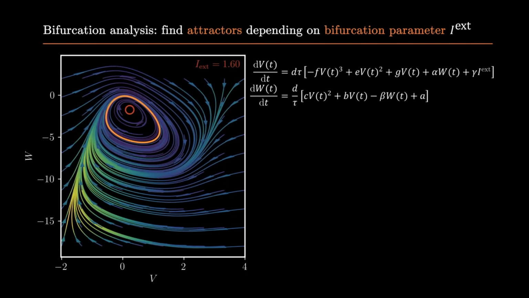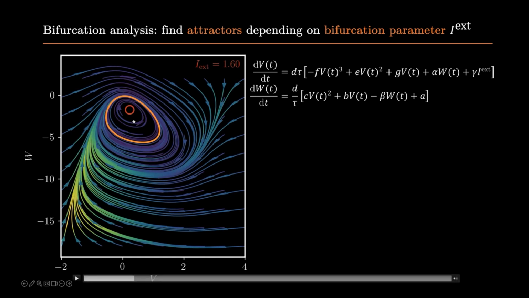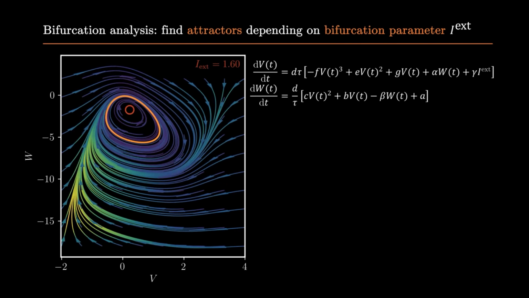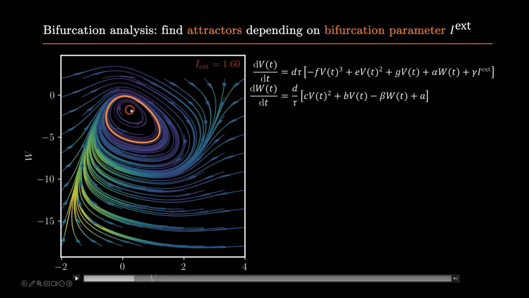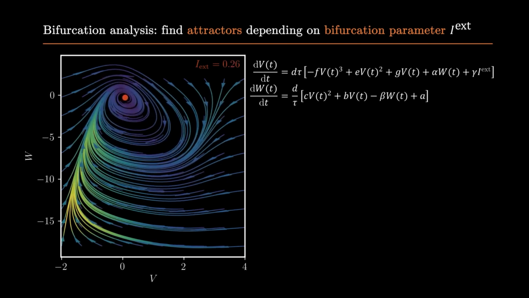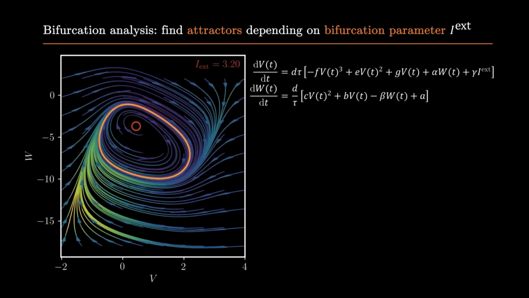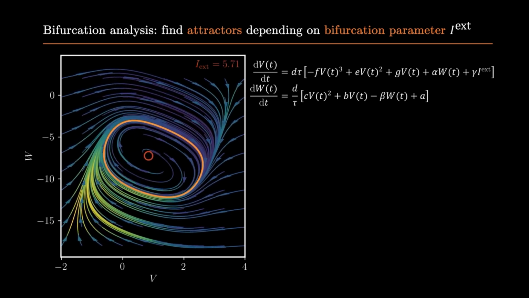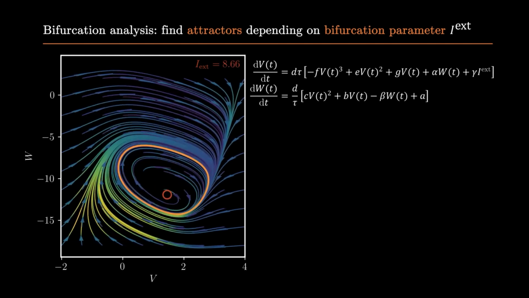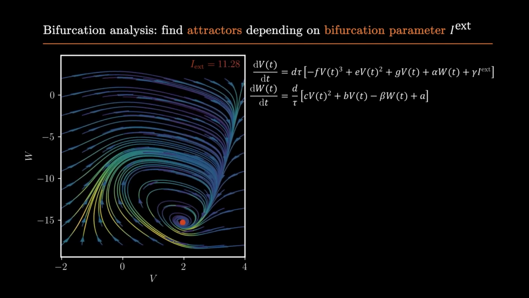So if we start inside this orange circle, we will be repulsed from the fixed point here and attracted towards the limit cycle. And from the outside as well, we will be attracted to the limit cycle. So we have a stable attractor here, which corresponds to oscillatory behavior. So as we change the parameter, we get a limit cycle, which changes its shape. When we increase the parameter further, then the limit cycle shrinks again, and we will end up in a fixed point again.